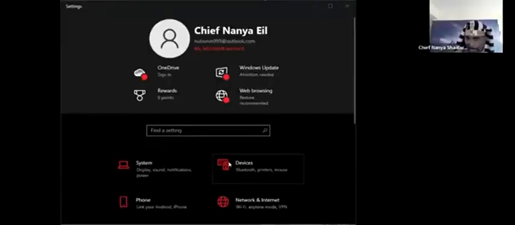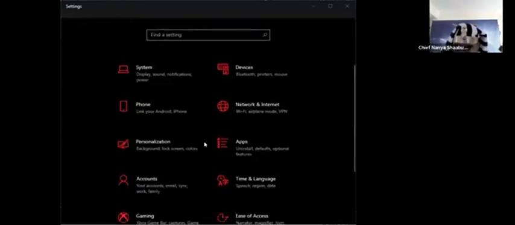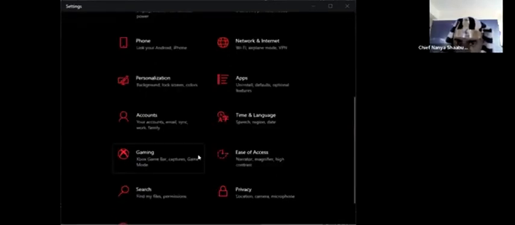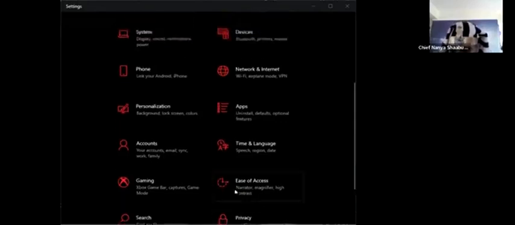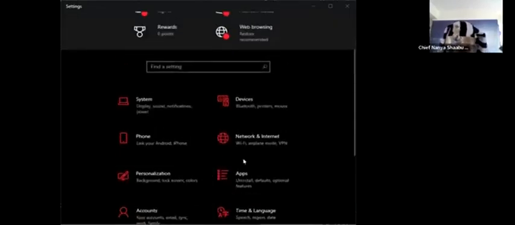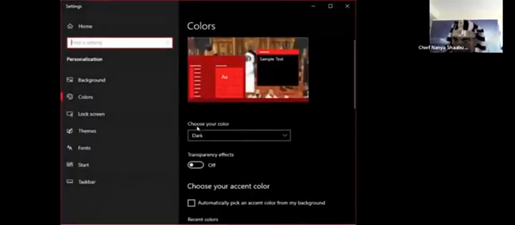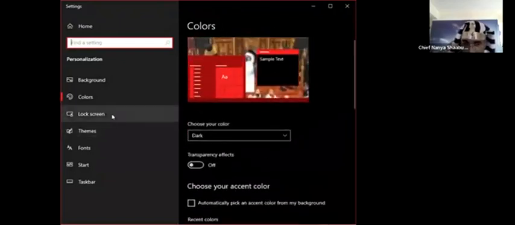Okay, I don't know if anyone can see my screen here. Let me share my screen. Okay, this is it. So you go to settings, and then you go to colors. Okay, so go to settings, you pick color, choose the color.